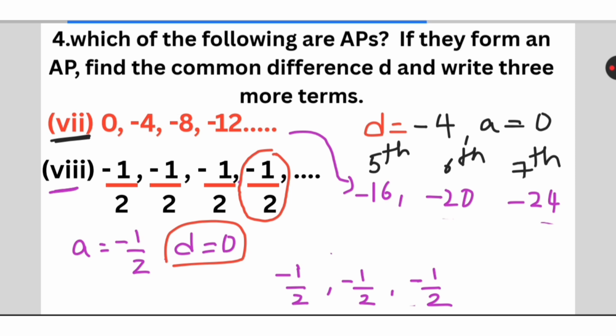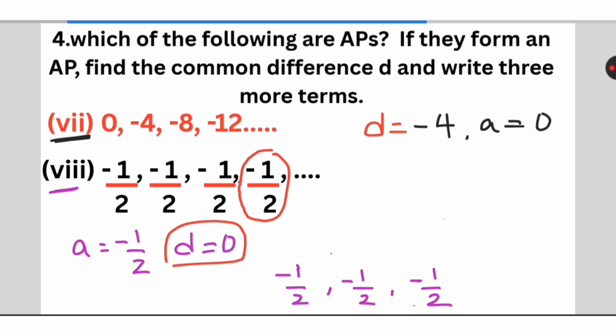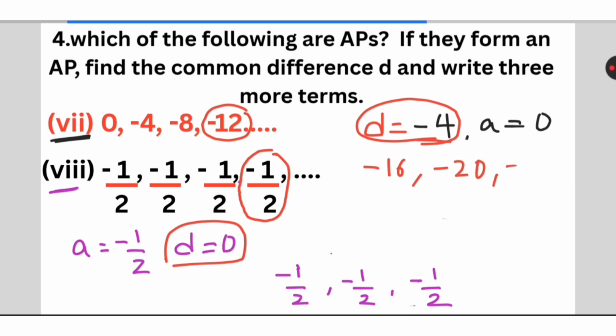For the 7th question also, no need to write. So keep on adding the common difference. So for the minus 12, if you add minus 4, minus 12, which gives minus 16. So for this minus 16, keep on adding the difference. Minus 16 minus 4, which gives minus 20. Minus 20 minus 4, which is minus 24.